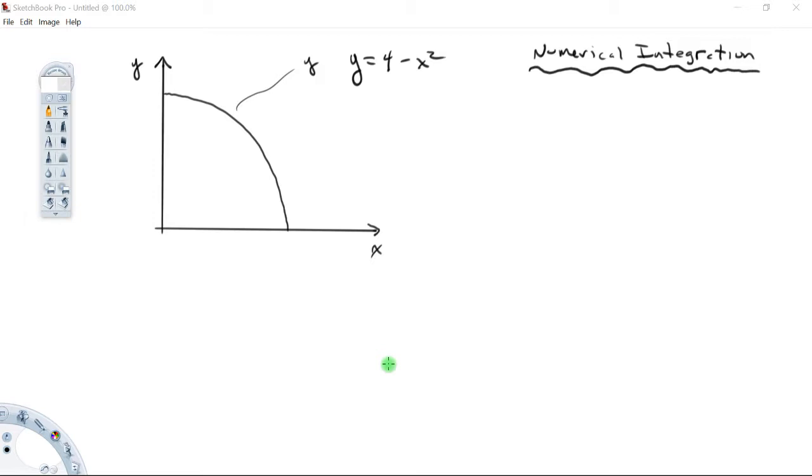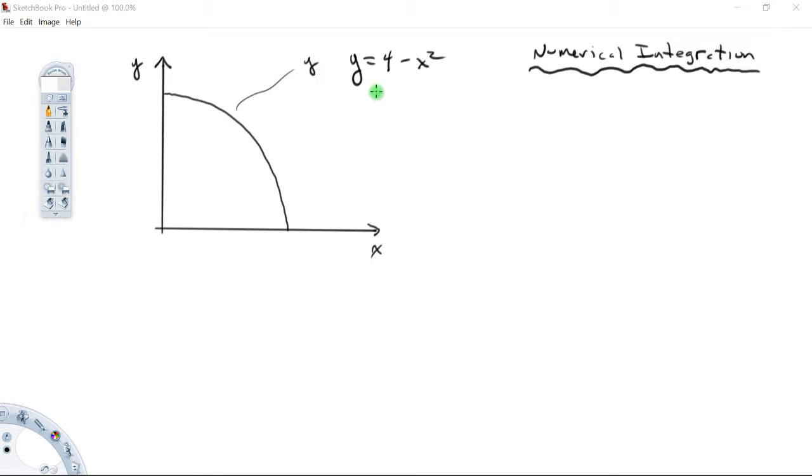I'm making this video to be part one of probably a three-part series I'm going to do on numerical integration. What we're going to do here is take a look at the curve 4 minus x squared, and we're going to try to estimate the area bound in the first quadrant under that curve. So I've already gone ahead and given ourselves a little sketch here.